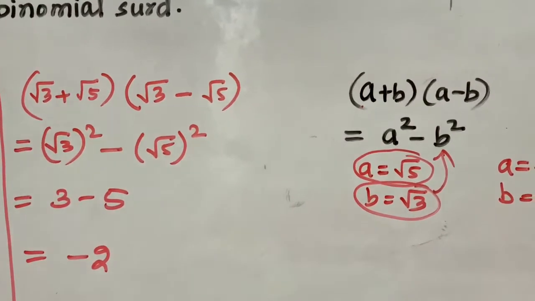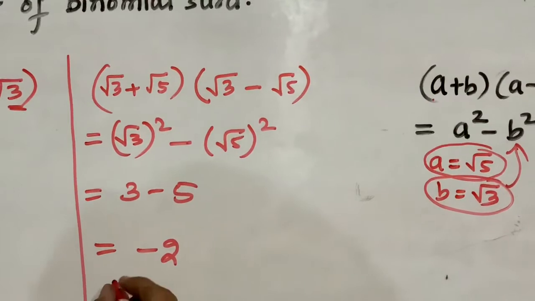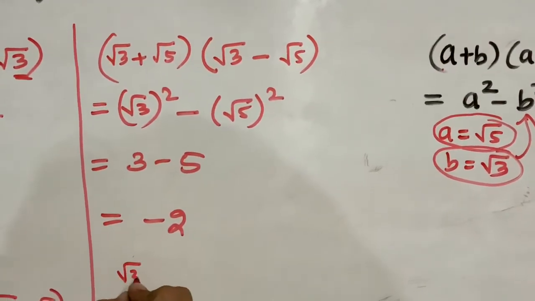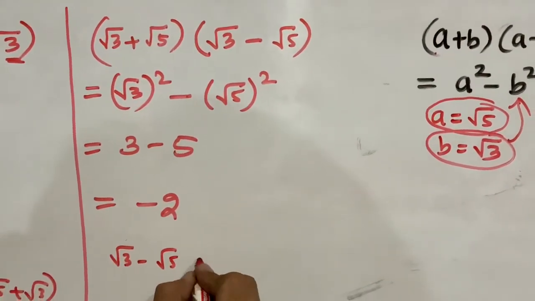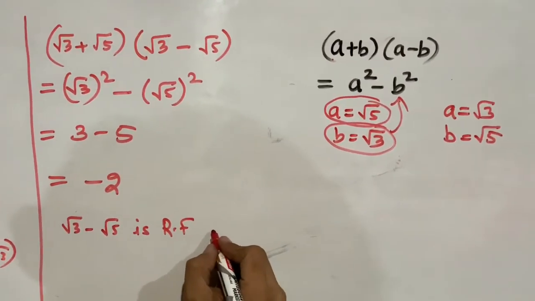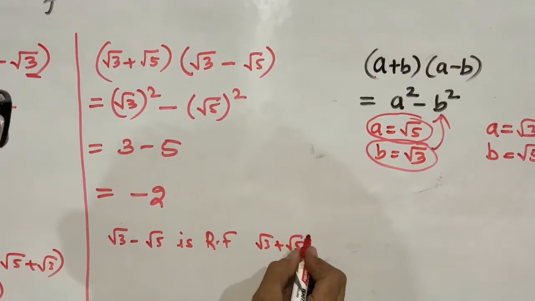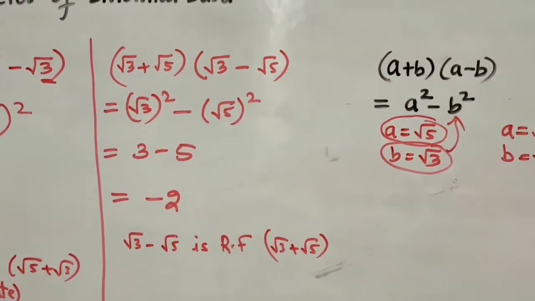Negative 2 is a rational number. So root 3 minus root 5 is the rationalizing factor of root 3 plus root 5. So this is simple.